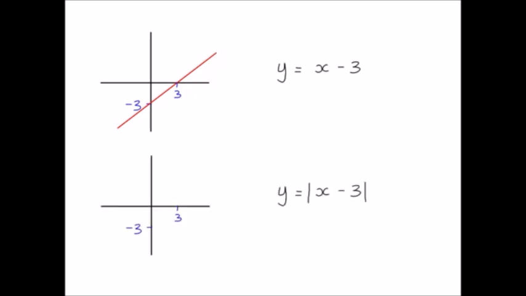So what does the graph of y is equal to the modulus of x minus 3 look like? Well, the region that was above the x-axis in the original graph stays the same. Now this region here, which is below the x-axis, will be reflected in the x-axis to give you this. So if that's minus 3 there, reflecting that minus 3 in the x-axis will give you positive 3 here. So this is the graph of y is equal to the modulus of x minus 3.